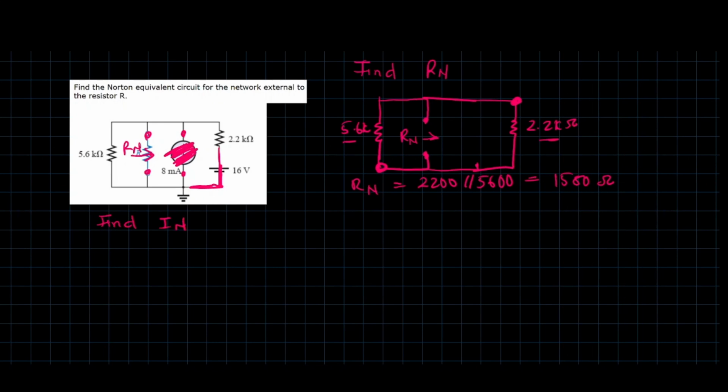Next, we need to find In. To find In, I decided to use the superposition theorem since I saw two different types of sources. I saw a current source and I saw a voltage source. So, superposition theorem.